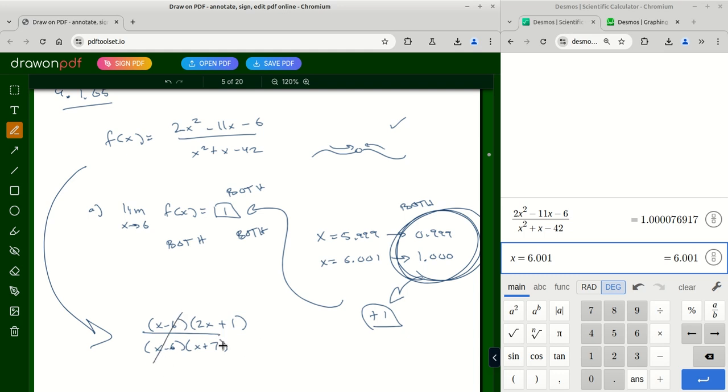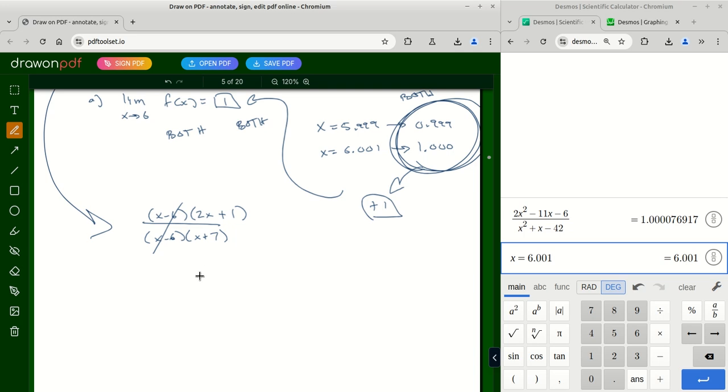You cancel these, you look at this one, you say, oh, I could plug in the 6. So 2 times 6 plus the 1, and then we got a 6 plus the 7. 12 plus 1, that's a 13. 13 over 13 is 1, positive 1. Yay, we did it. So that's the true math way to do it.